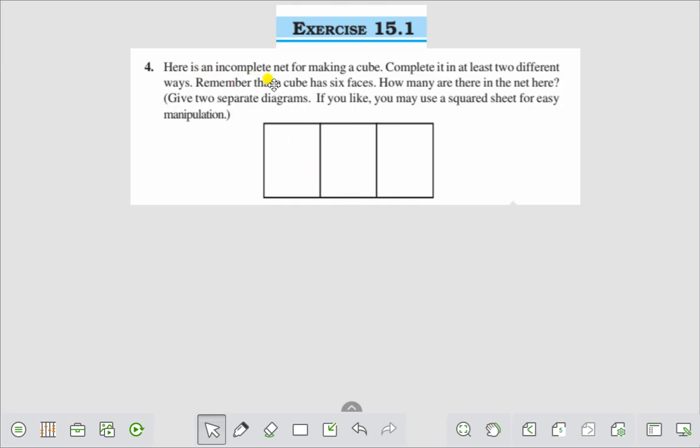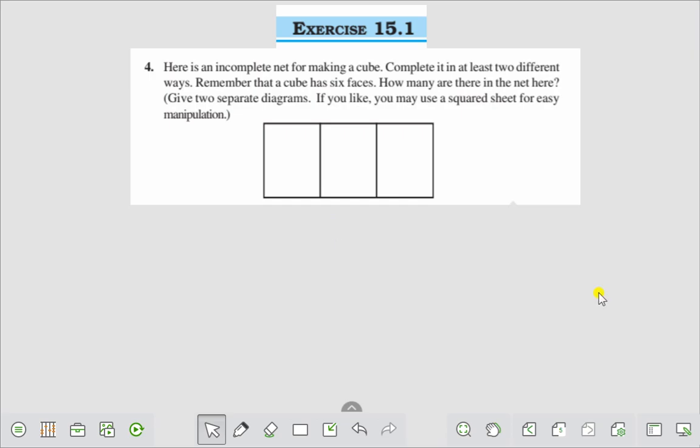Hello everyone. Today we shall discuss exercise 15.1 question number 4. Here is an incomplete net for making a cube. Complete it in at least two different ways. Remember that a cube has 6 faces. How many are there in the net here? Give two separate diagrams if you like. You may use a squared sheet for easy manipulation.